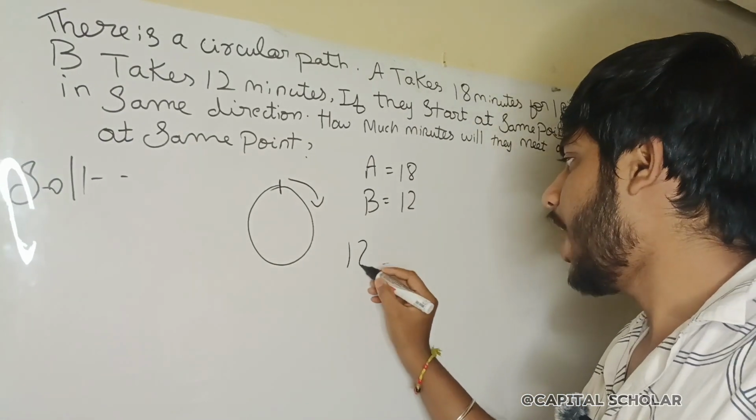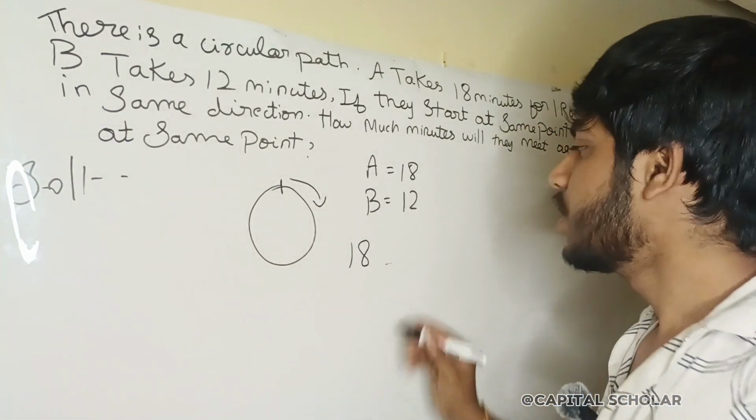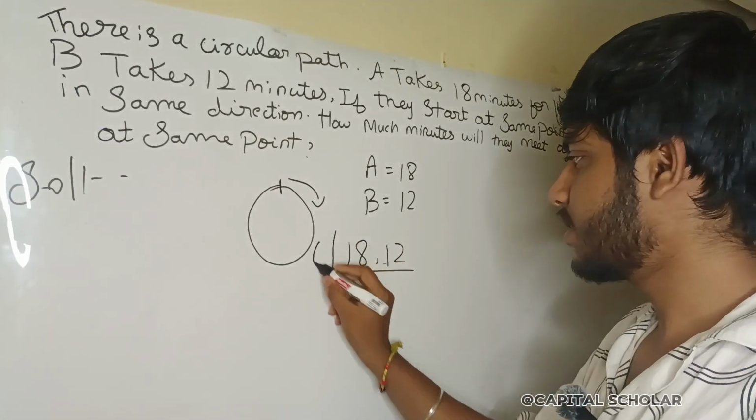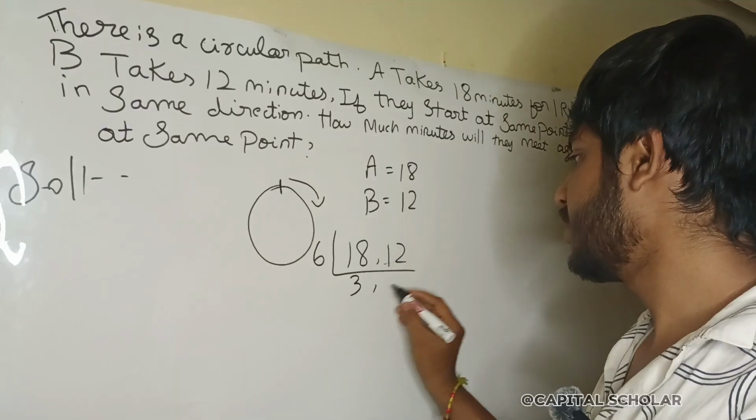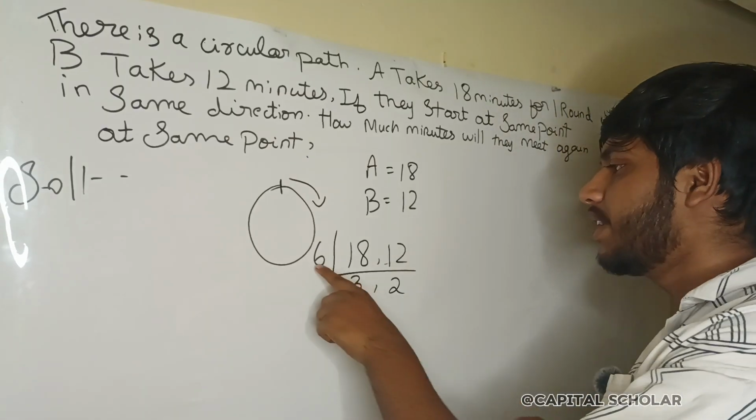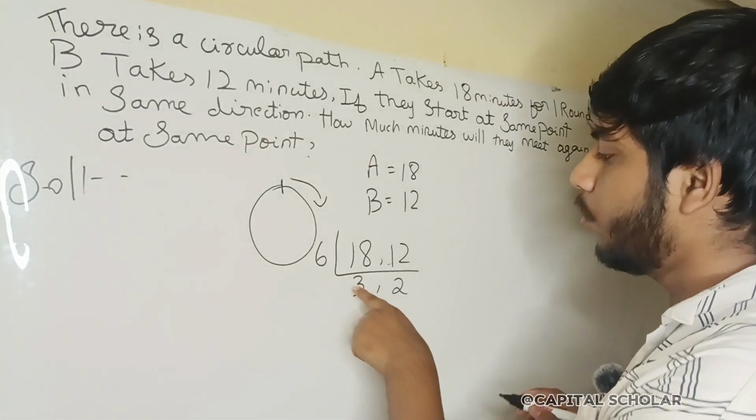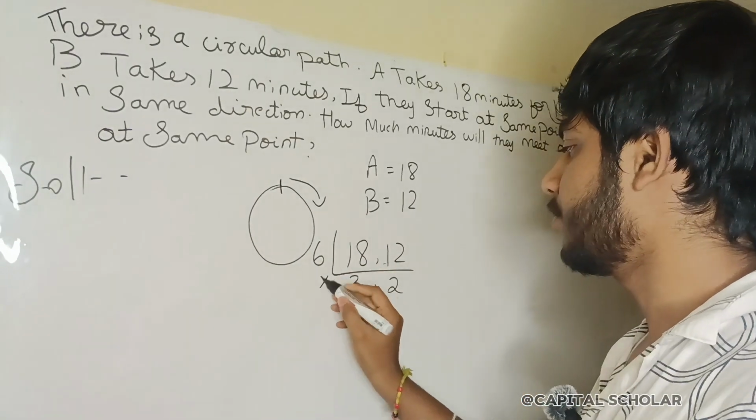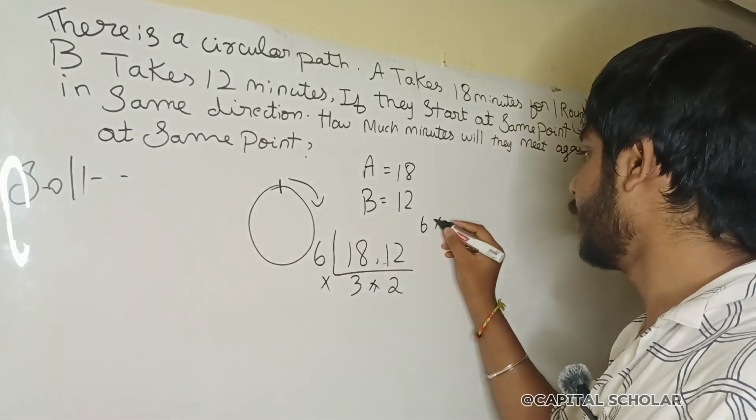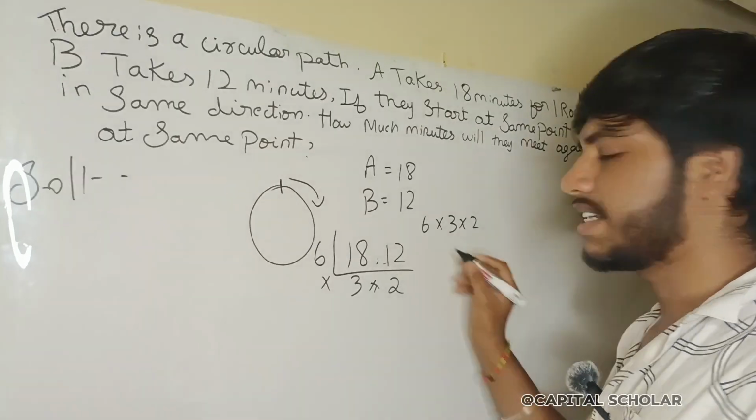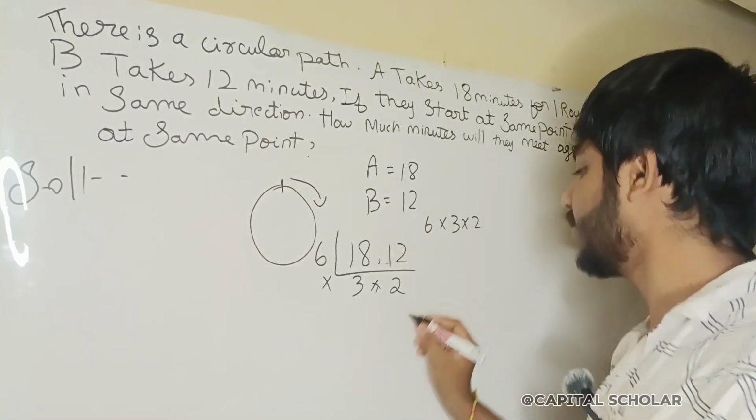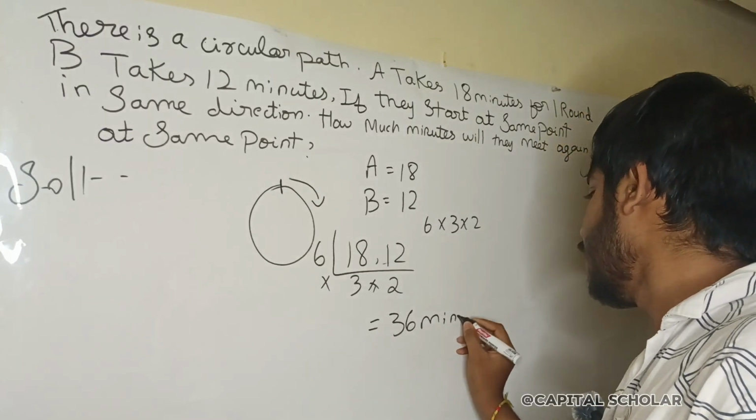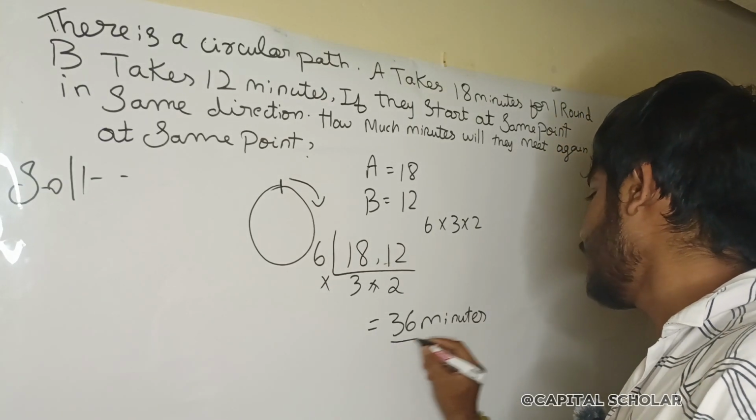I have taught how to take LCM in the previous class, so you can go to the previous video and watch it. 6 3s are 18, 6 2s are 12. Here it cannot be divided by any particular number apart from 1, so the LCM is 6 into 3 into 2. 6 3s are 18, 18 2s are 36. So the answer will be 36 minutes.